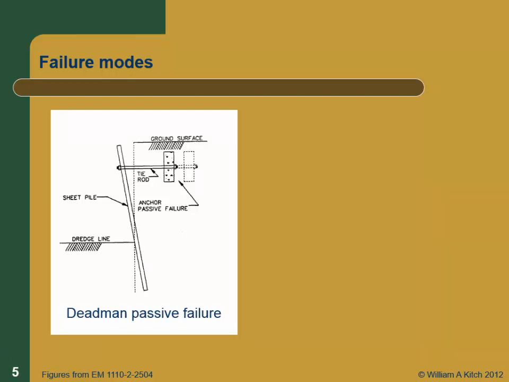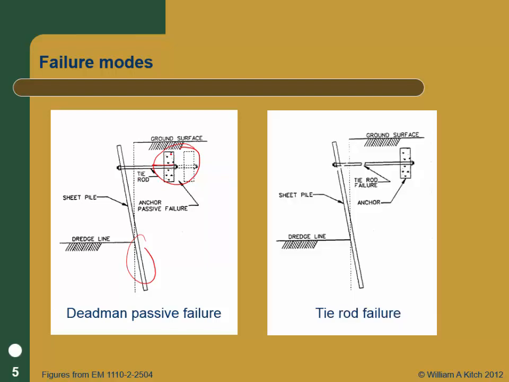And the failure on the other end of the wall is where you haven't properly designed your anchor, and your anchor actually fails and moves, and then the top of the wall moves out. So you can have sufficient anchorage down here, but if you've designed your anchoring system incorrectly, then you can get a failure in your anchoring system. That's another passive failure, a passive earth pressure failure. Your anchor can pull out.